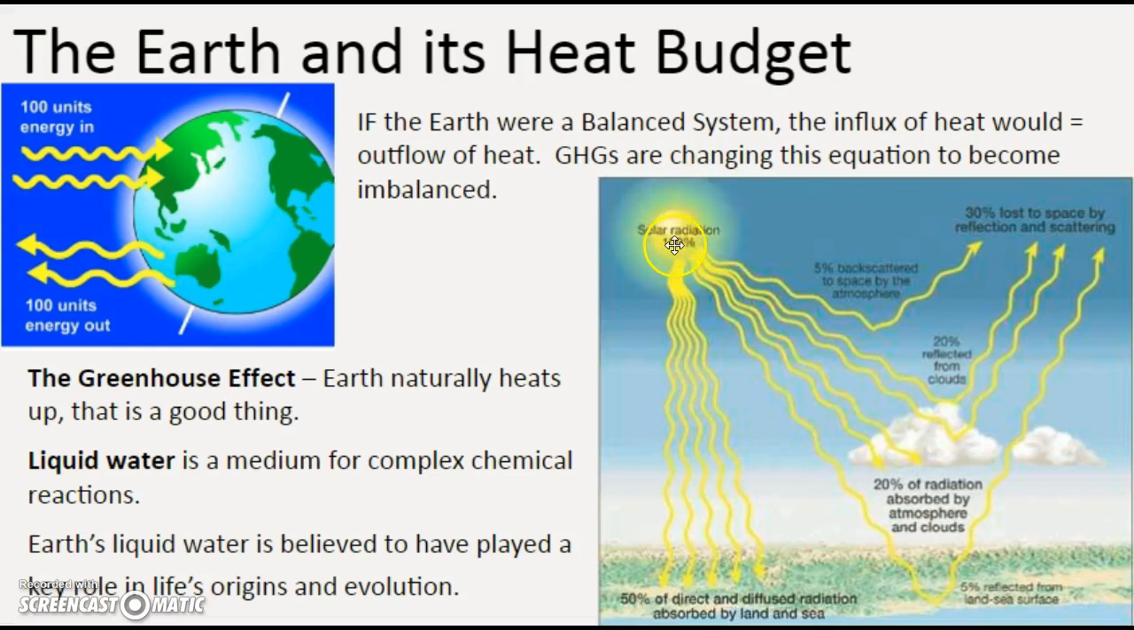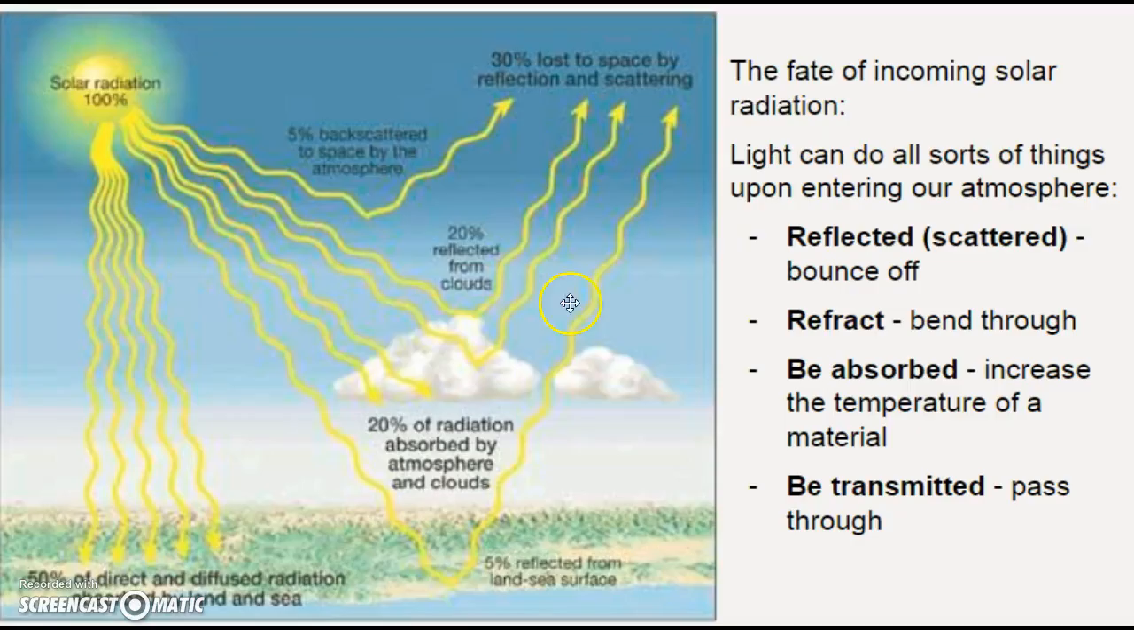We have sunlight. That energy reaches Earth. Some of it gets reflected back out into space. Some of it gets absorbed by the surface, and some of it gets absorbed directly by the atmosphere. So, what is the fate of incoming solar radiation? Light can do all sorts of things once it enters our atmosphere. It can be reflected or bounce off. It can refract or simply bend through the atmosphere. It can be absorbed, which increases the temperature of materials. And it can be transmitted; it simply passes through.